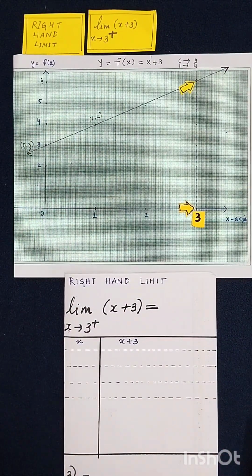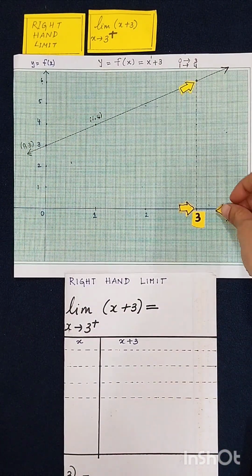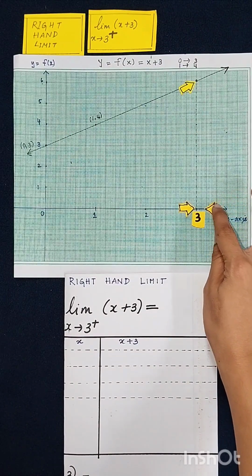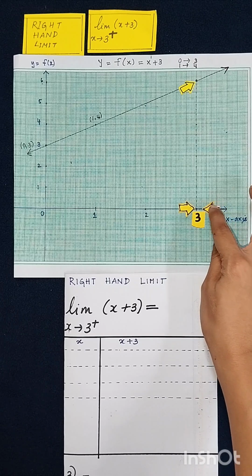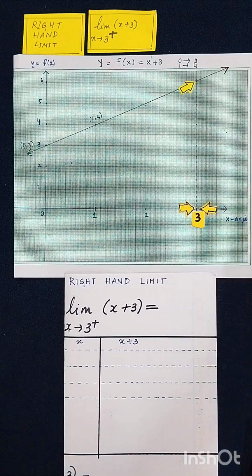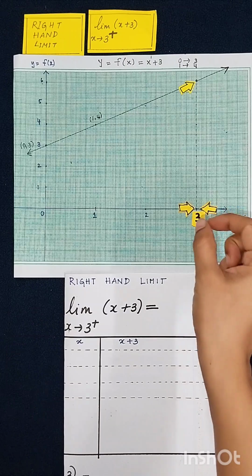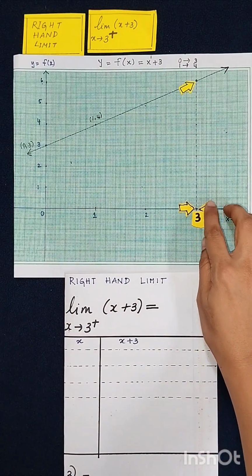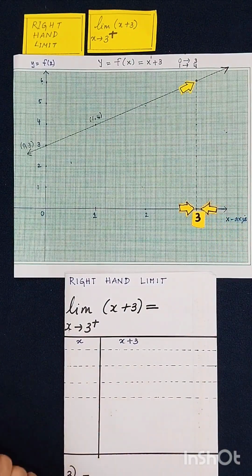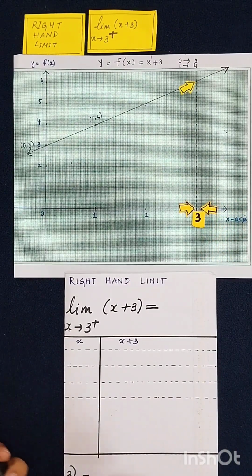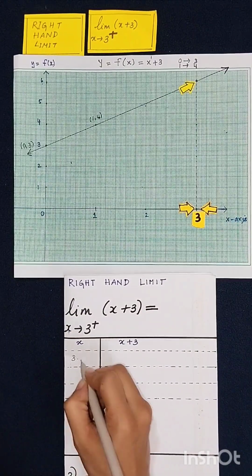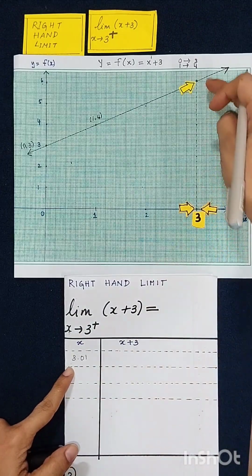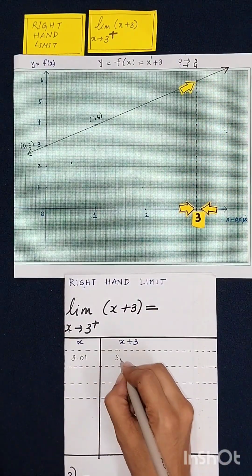Now let us approach 3 from the right side. That is, the numbers greater than 3, but they have to be very close to 3. It's not like 4, 5 like that. The number that you take as an input must be very close to 3. So what happens if we approach 3 from the right side? Let us say the value we have taken is 3.01. This is quite close to 3. So what will be the value on the y-axis?